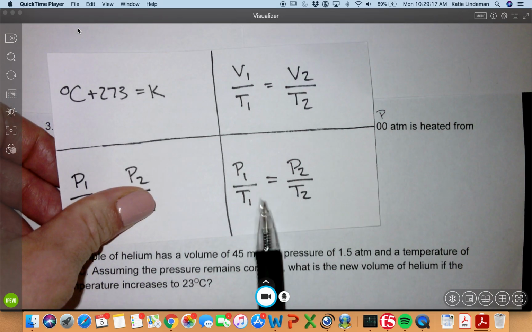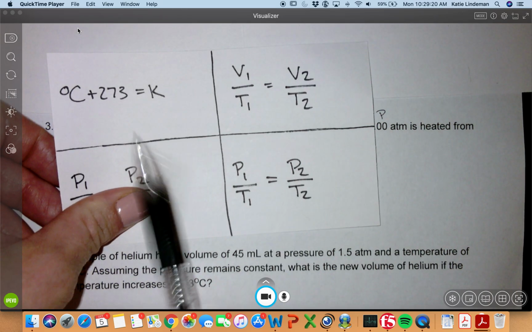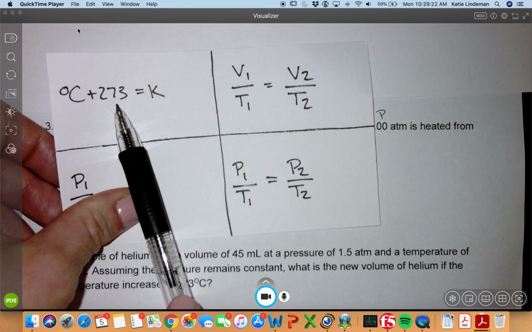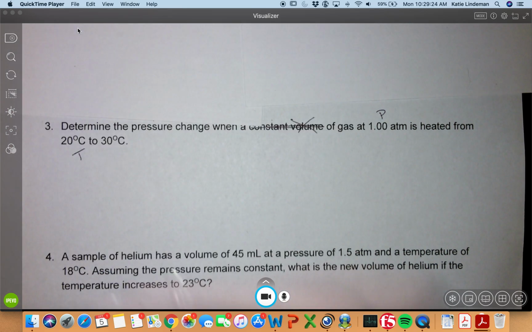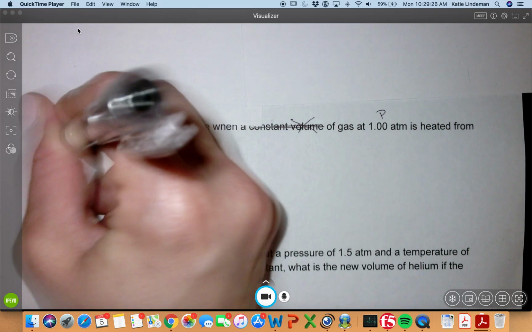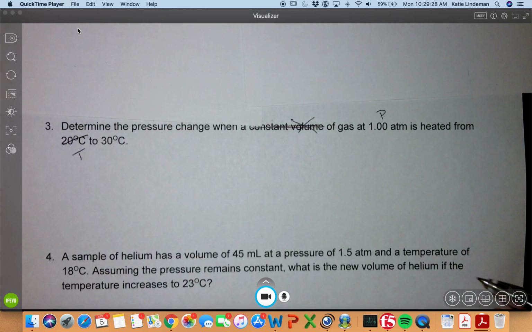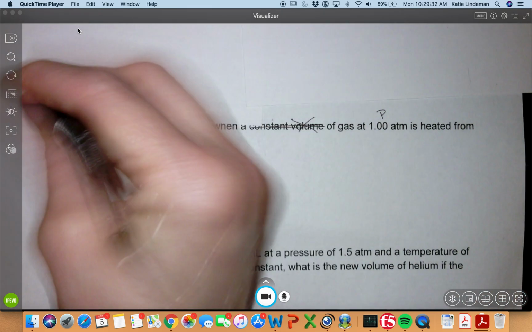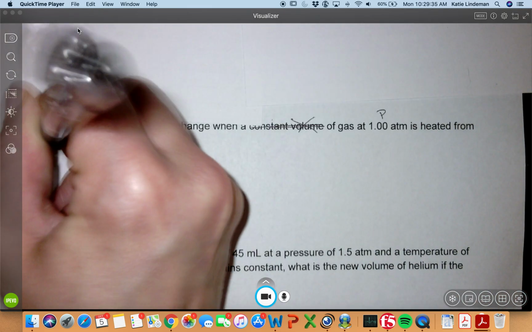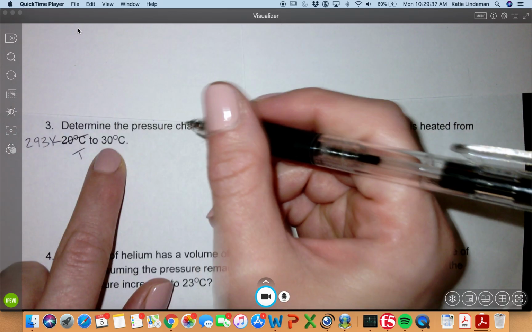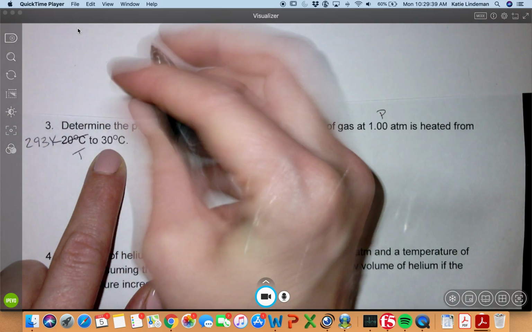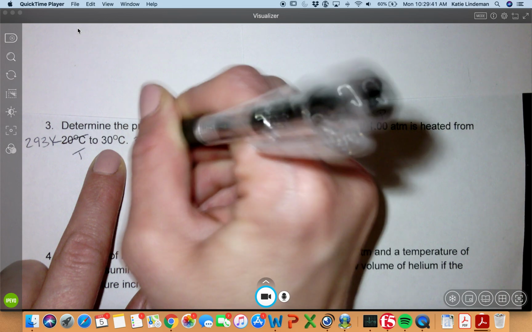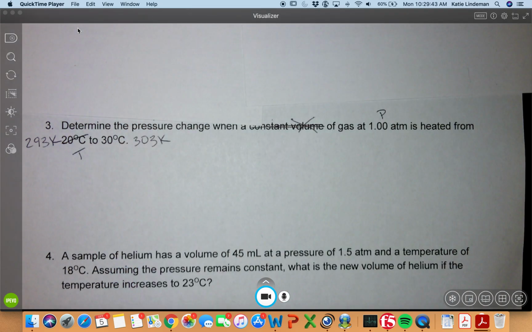And since temperature is in the actual formula, that means that we have to convert both of our temperatures to kelvins. So all you do to convert these is you just add 273. So 20 degrees Celsius is equal to 293 kelvins, and 30 degrees Celsius is equal to 303 kelvins. Again, all I'm doing there is just adding 273 to both of those values.